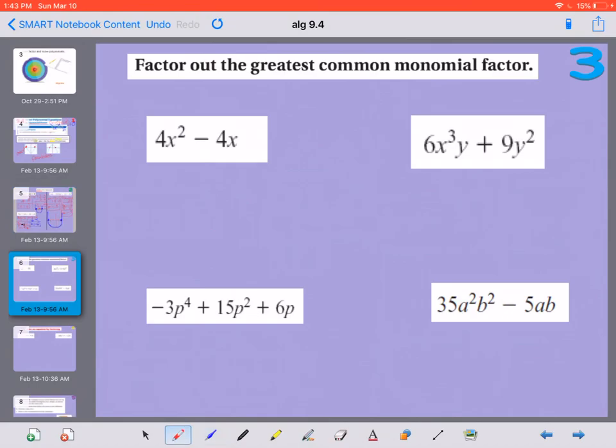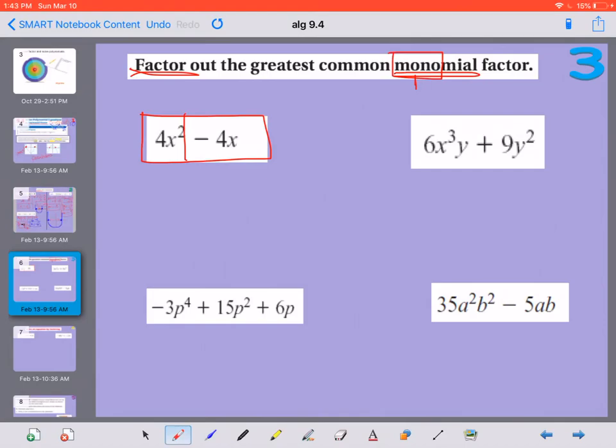Alright, now we're going to start factoring. So we're going to factor out the greatest common monomial factor. So we're taking out the greatest common factor out of our polynomials here. What we see here is that they've already multiplied this out for us. We have 4x squared minus 4x. So what we need to do is figure out what's on the outside of our boxes here.